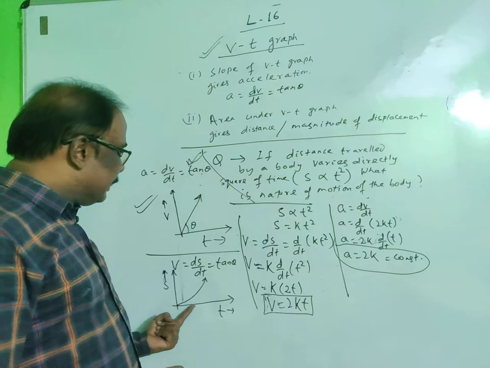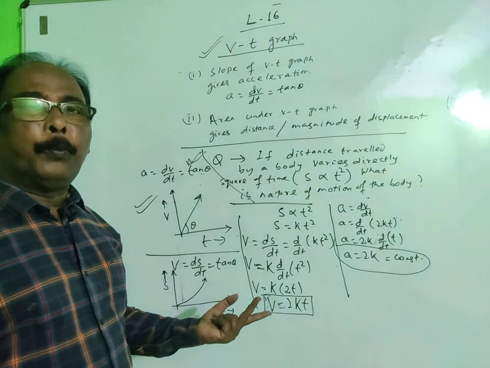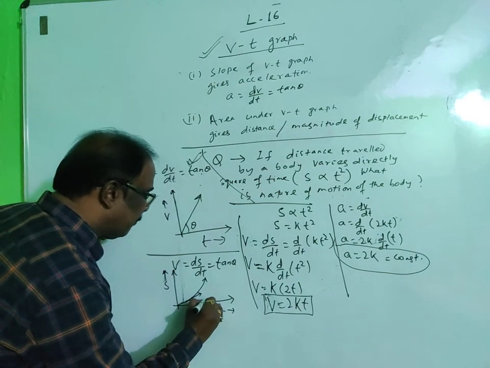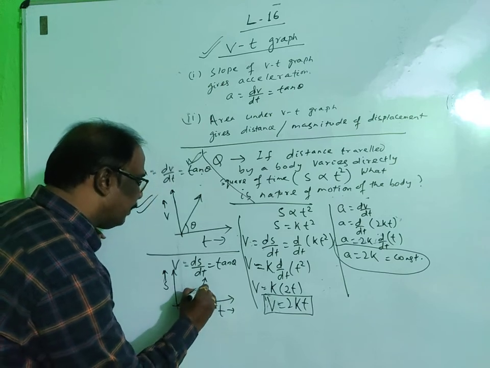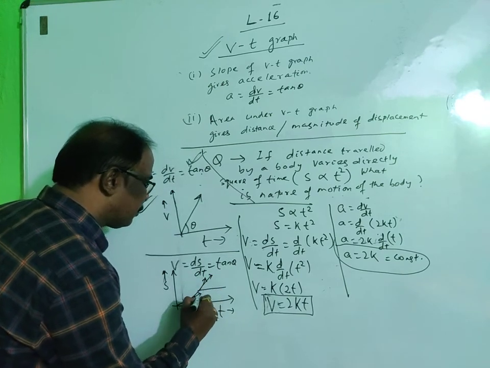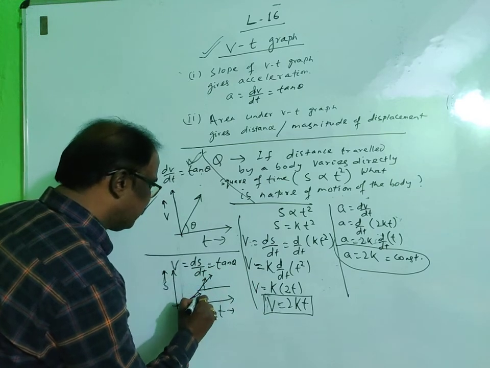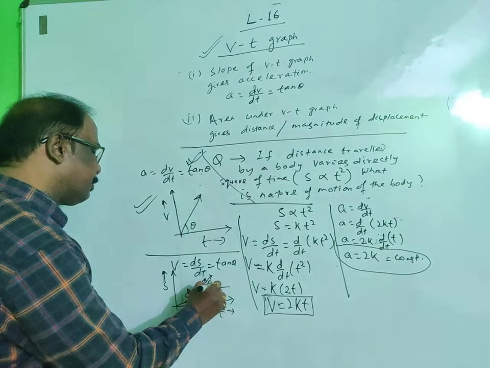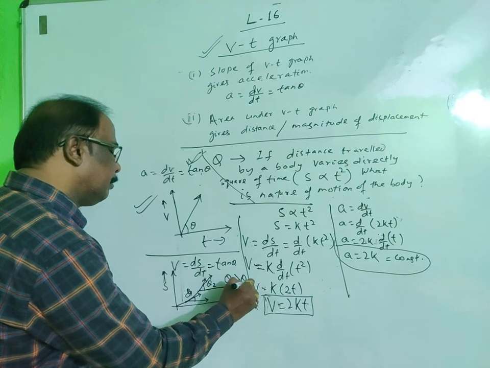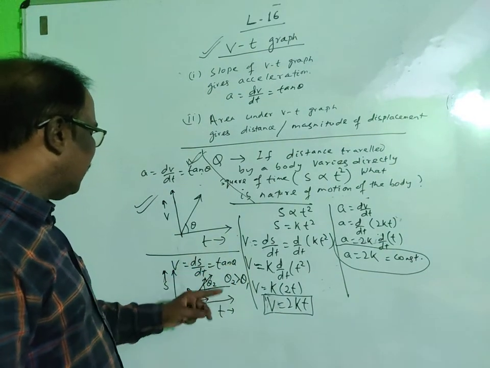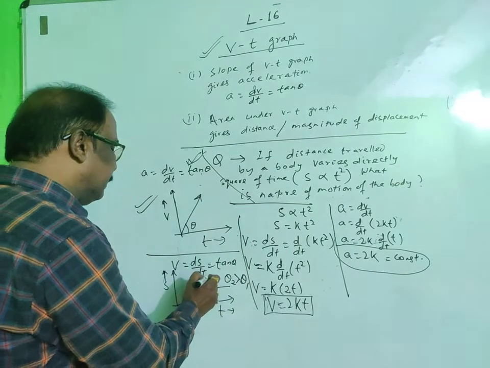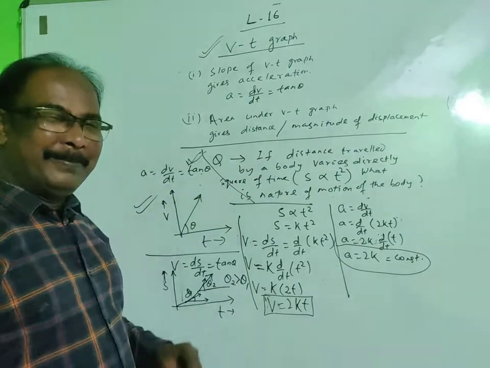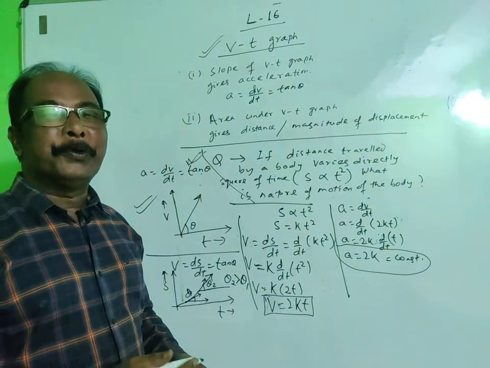So if the graph is a curve bending upward, it means the slope goes on increasing. If you draw a tangent here and a line parallel to the time axis, this angle is theta 1. Again this is a tangent, and this is parallel to the time axis, so this angle is theta 2. Obviously theta 2 is greater than theta 1, which means tan theta 2 is greater than tan theta 1. So the graph is a curve bending upward. So this is the ST graph. Very simple. Now we can ask you numericals.